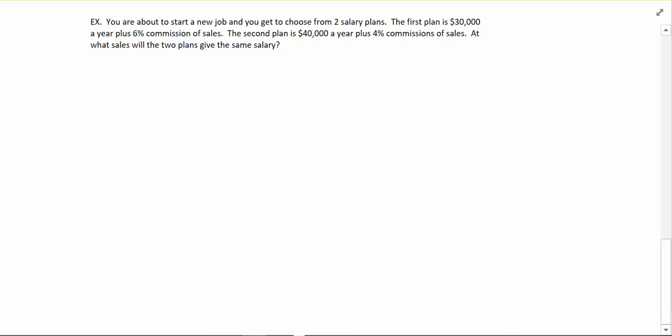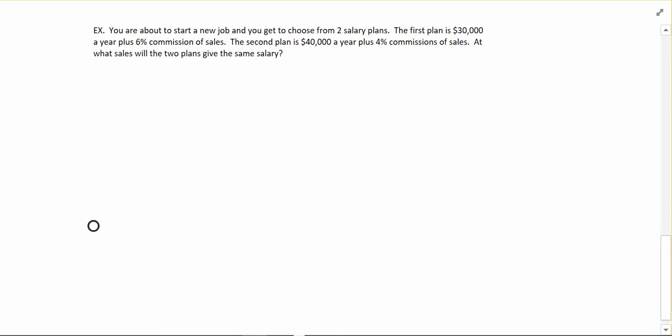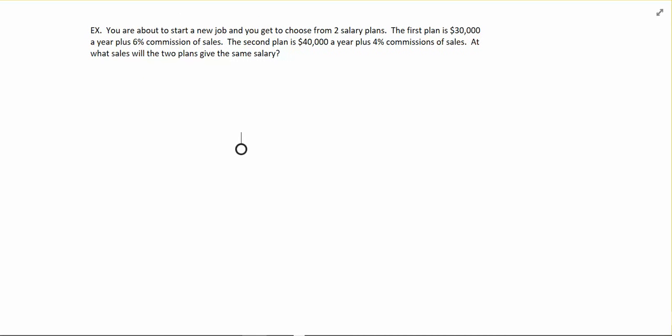So if you're really good at selling things, then you might prefer the low base high commission plan. If you are not so good and you're starting off or something and you're kind of concerned about it, you might want the higher base lower commission plan. But there is some place where these break even. Okay, and so the question they're asking is, at what sales will the two plans give the same salary? Right, so there is the question.